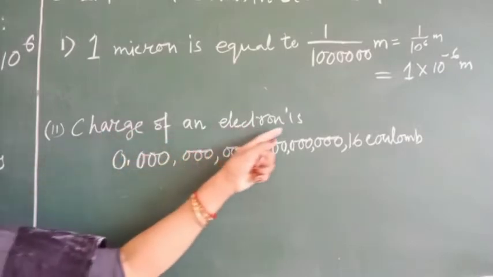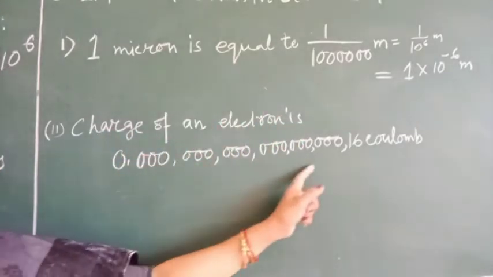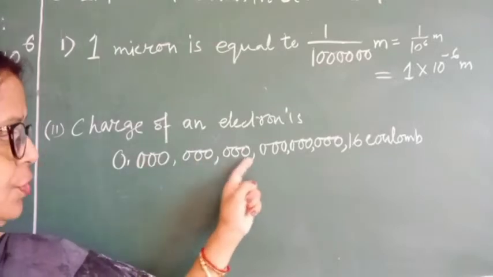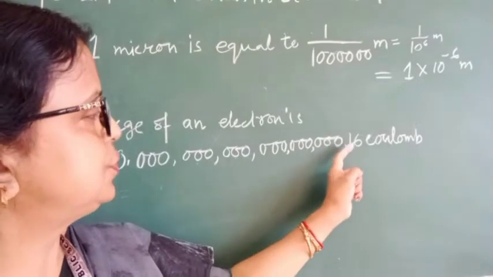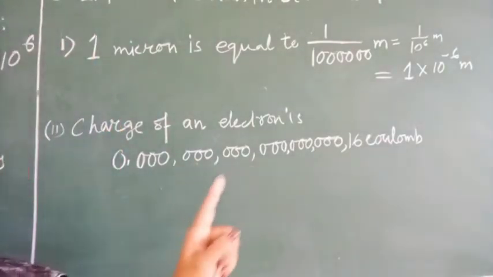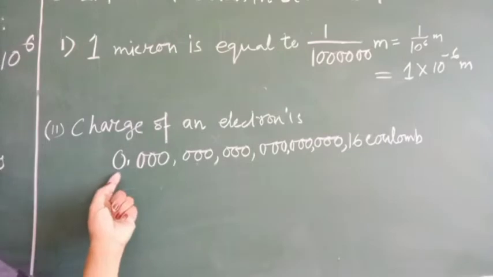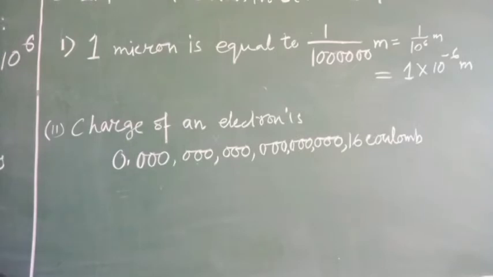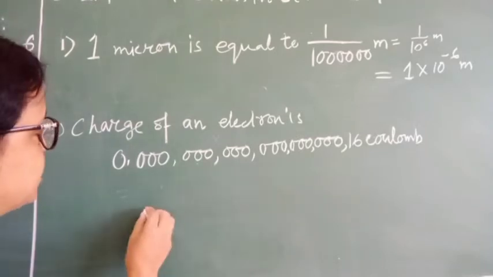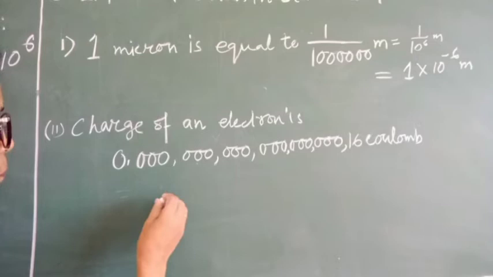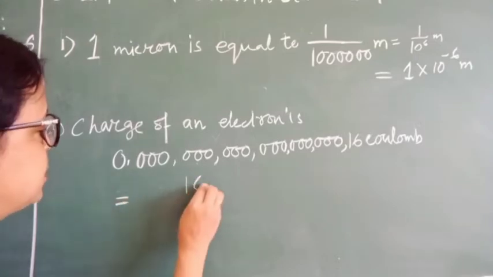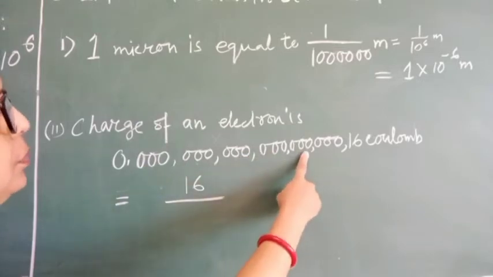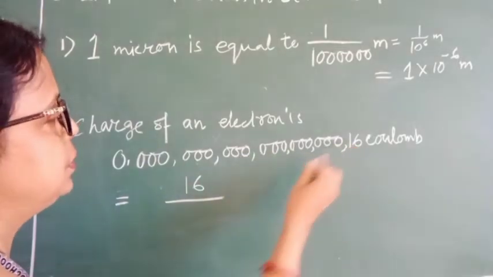Charge of an electron is, look at this number, 16 coulomb. It is 16 coulomb because it is far away from the point. So what do you have to write? You have to write it in standard form. So the answer may be 16 by 1, 2, 3, 4, 5, 6, 7, 8, 9, 10, 11, 12, 13, 14, 15, 16, 17, 18, 19, 20.